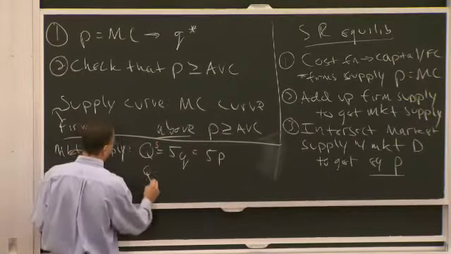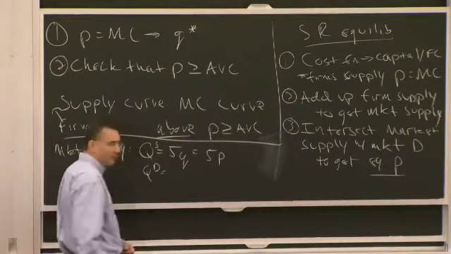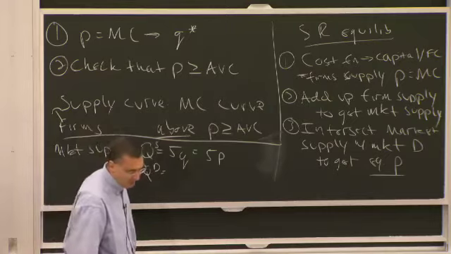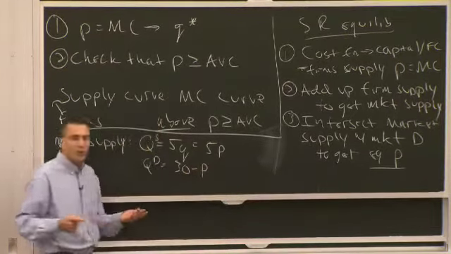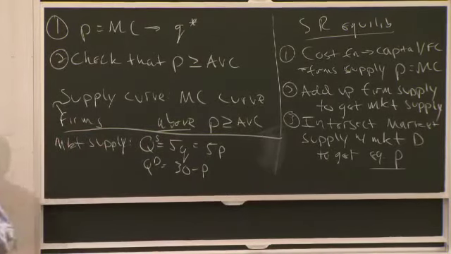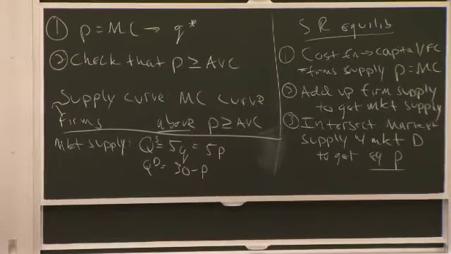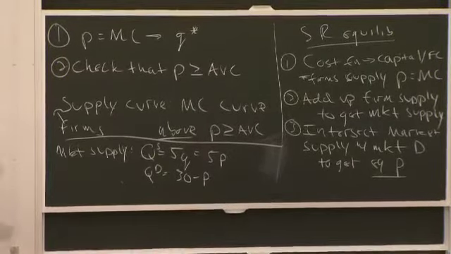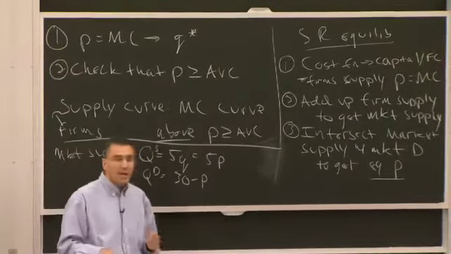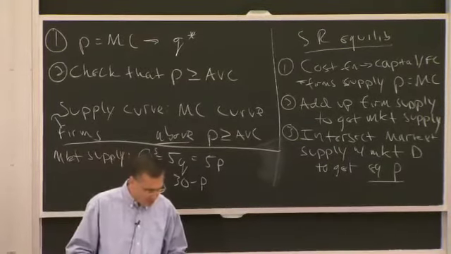Let's say the demand function is that the quantity demanded is 30 minus P. That is, we have a downward sloping demand curve. I'm making all this up, but it's just an example. We have a downward sloping demand curve with a slope of -1. The quantity demanded is 30 minus P.